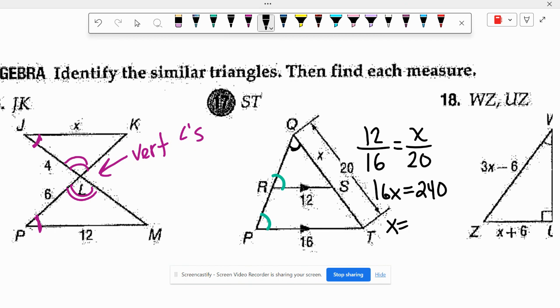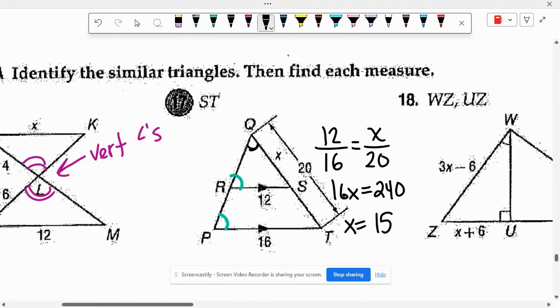Pick up your calculator and divide. X is 15. Okay. So for the next one, it asks us the measure of ST. Do you guys see that? It's saying, hey, what is the measure of ST?